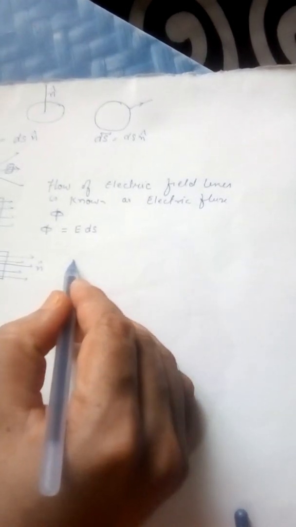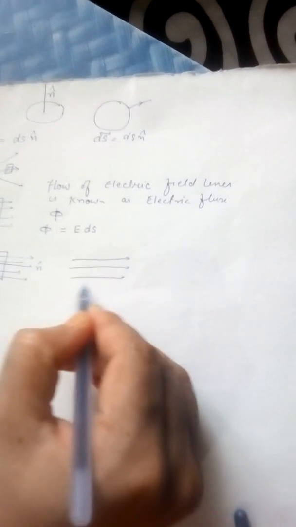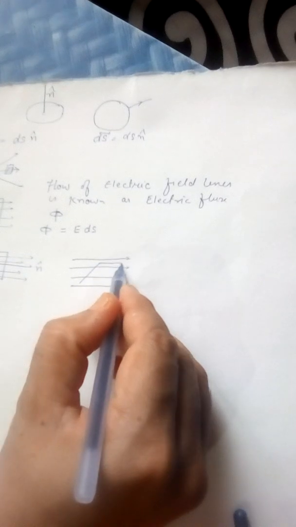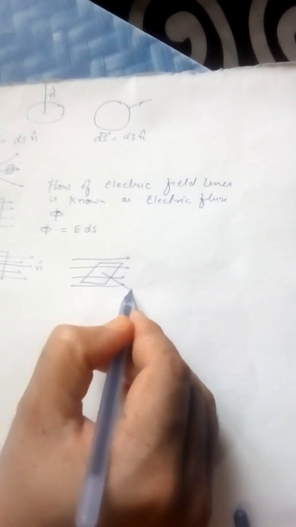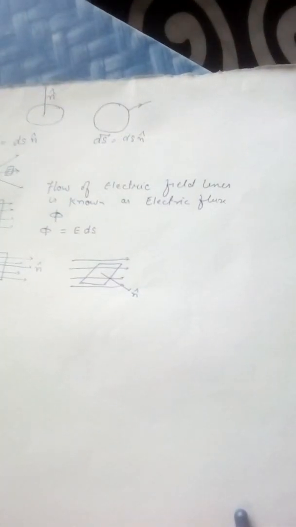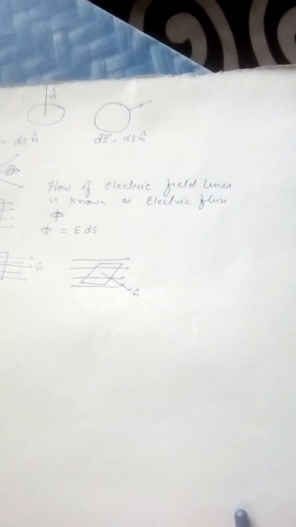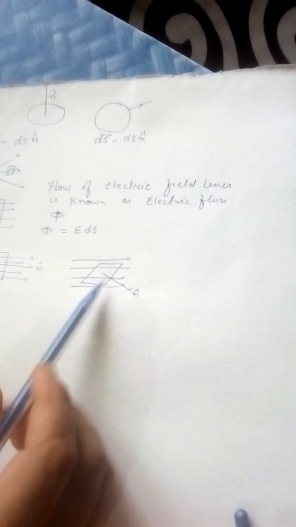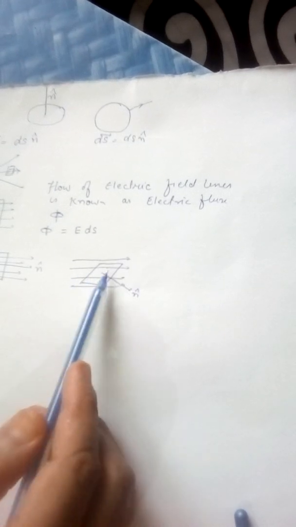Now what I am doing, I am tilting this surface area. 4 field lines are there, but I have changed the direction of area. Now the normal of this is in this direction, and these are the field lines. So you can see that now only 2 field lines are crossing through this surface area. So what is happening here? When I change the angle between the normal and the field lines, that is the direction of electric field.